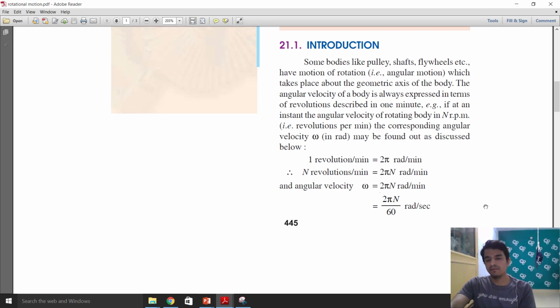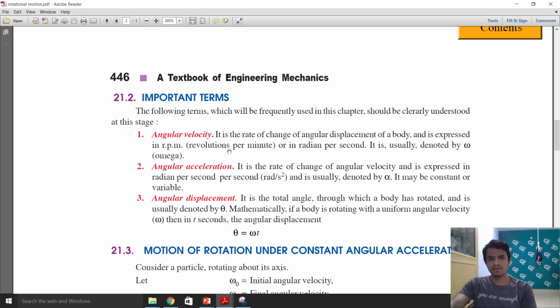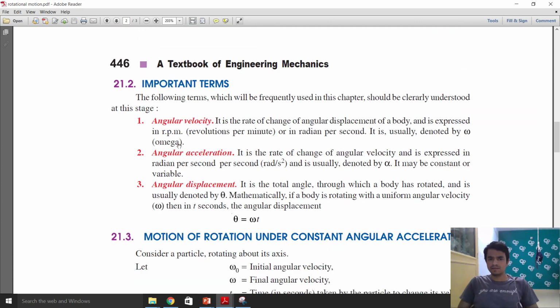Remember that we do all calculations in radian per second only, not in revolutions per second or revolutions per minute. So whenever the velocity is given in revolutions per minute, we have to convert it into radian per second to do the necessary calculation. The definitions are the same as in linear motion: angular velocity is the rate of change of angular displacement, angular acceleration is the rate of change of angular velocity, and angular displacement is the total angle through which the body is rotated.